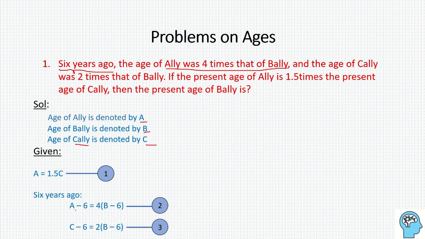Six years ago means from the present age, you have to go 6 years behind. So all the ages will become A minus 6, B minus 6, and C minus 6. So A minus 6 is given as 4 times B minus 6. This is the statement: the age of Ali was 4 times that of Bali. So this is the equation.